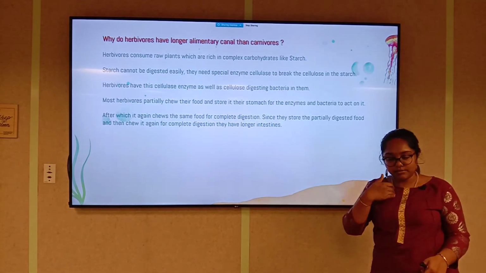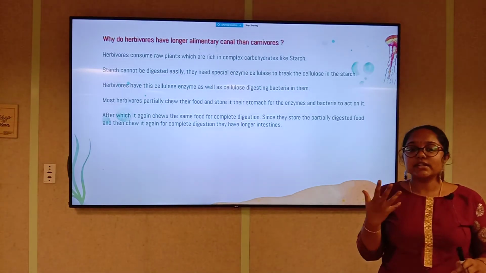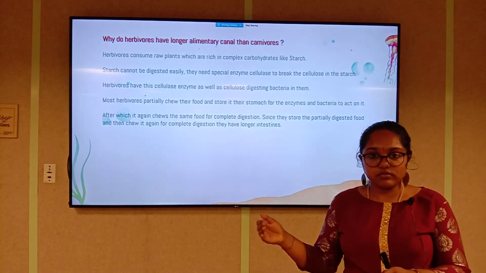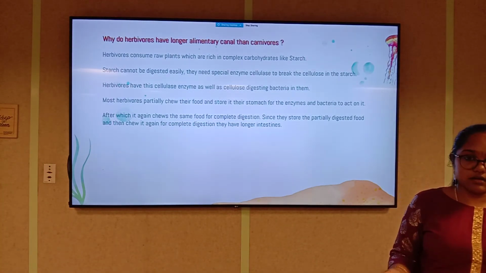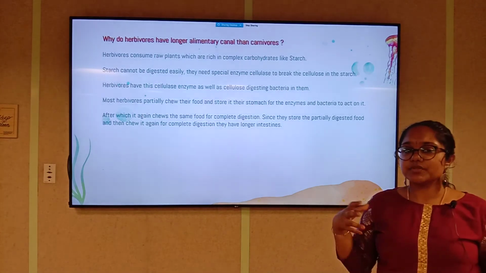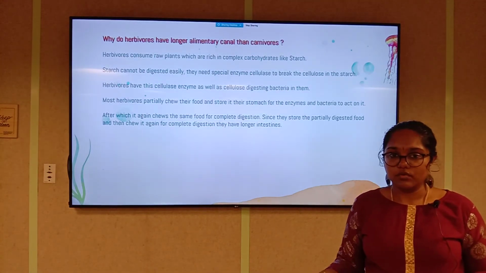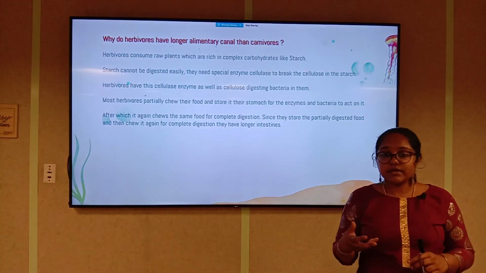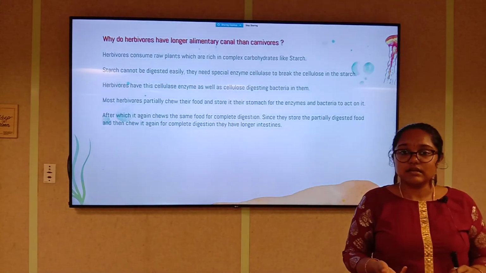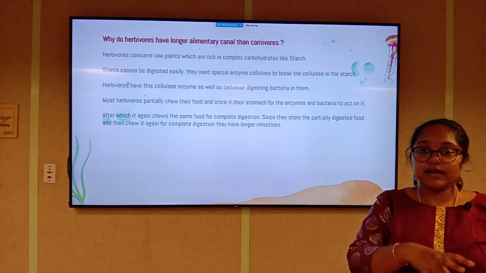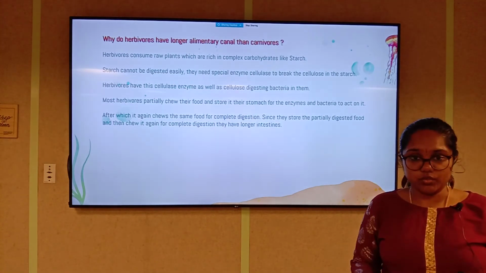Okay, let's take the example of us ourselves. How do we eat plants? Like herbivores, we also eat plants, in the form of spinach and coriander and all that. Can we chew the spinach without boiling it? No. Why? If we chew the spinach without boiling it, it will be very hard and we cannot digest it. That is why we boil and break it a little and then we chew it.